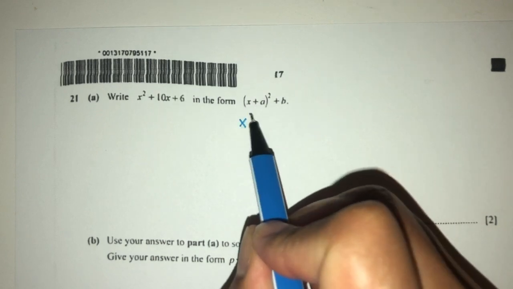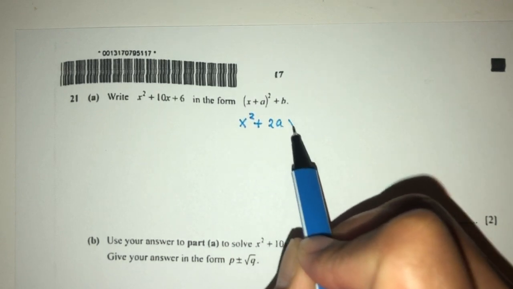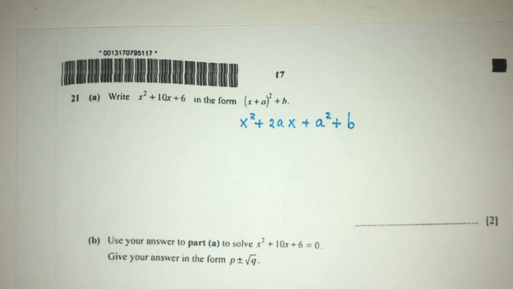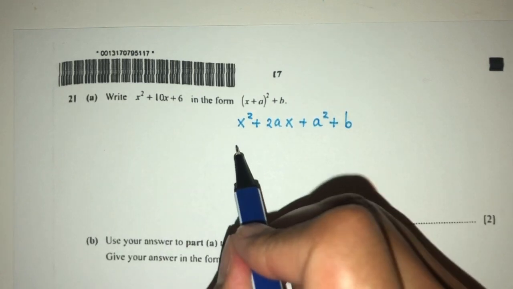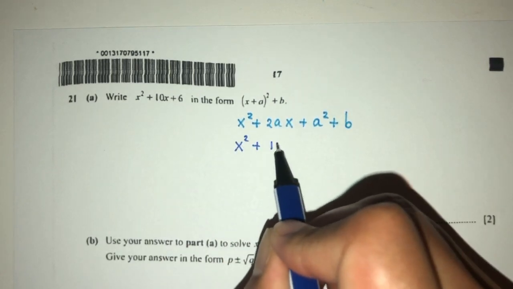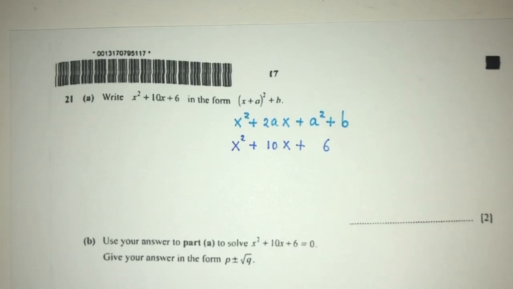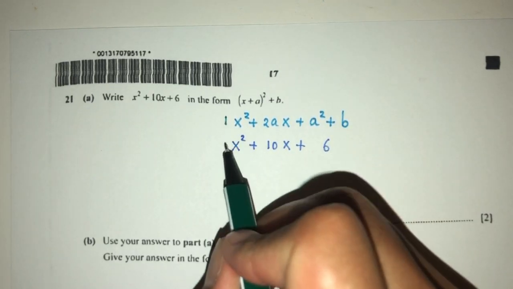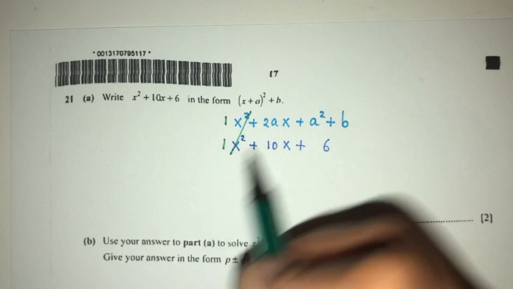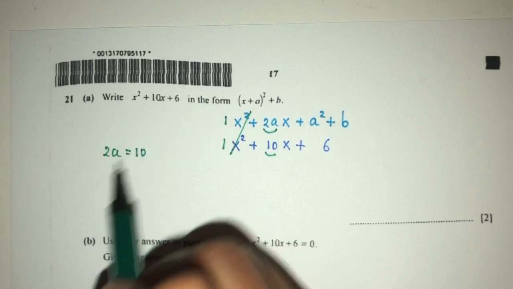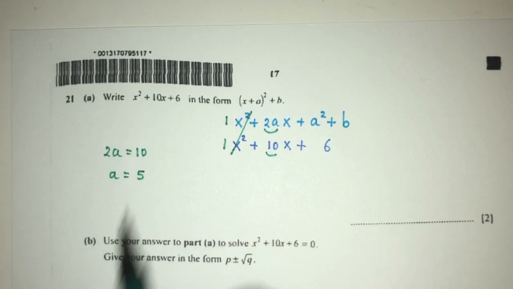You will have x squared plus 2ax plus a squared plus b. Now by comparison, we can see that this is x squared plus 10x plus 6. So by comparing their coefficients, this is 1, 1, that is done. Then we have this and this, which means 2a has to be the value of 10, so a has to be the value of 5.